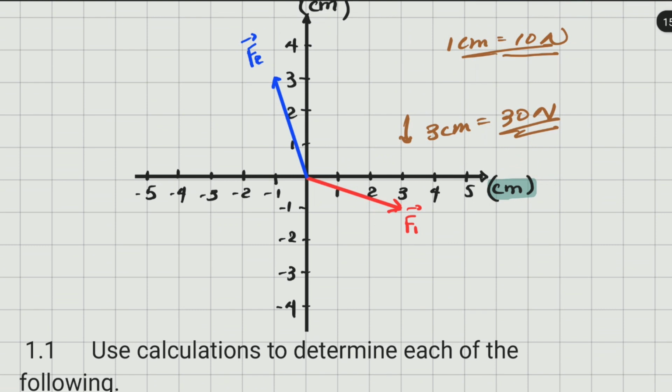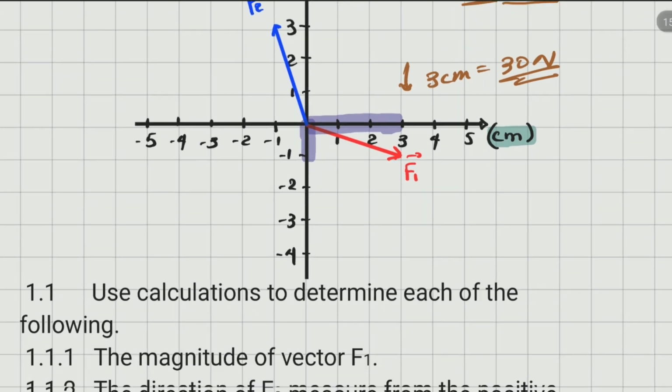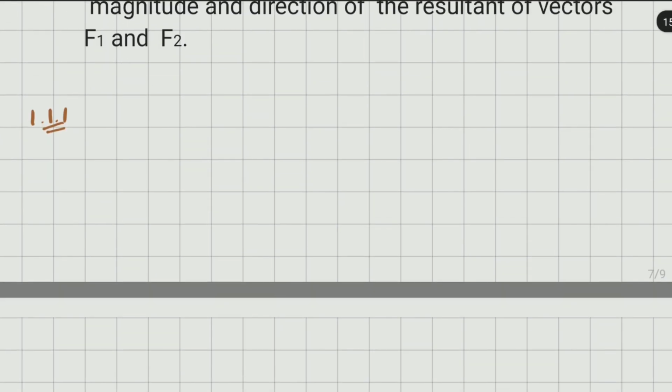What do we know for F1? For F1 we have the horizontal component and we have the vertical component, guys. It's very simple. So we are going to use Pythagoras. To calculate F1, all we are going to do is use Pythagoras. So we're going to say F1 to the power 2 is equal to F1 in x, which is known for us, plus F1 in y squared. This is Pythagoras. So F1 squared is equal to 30.